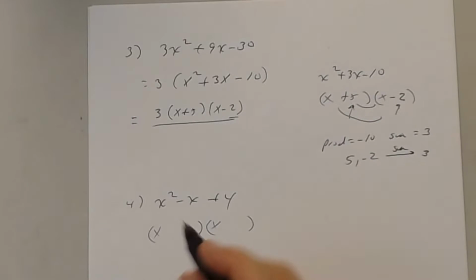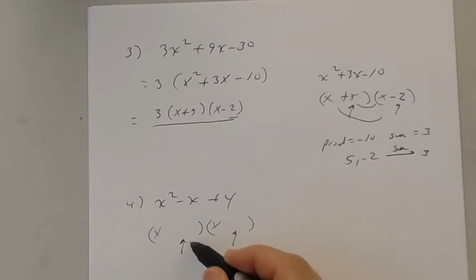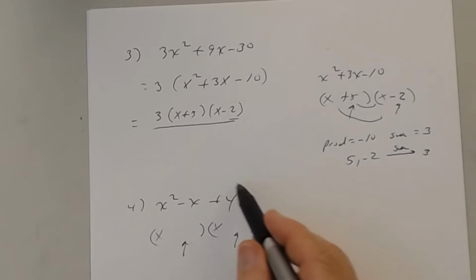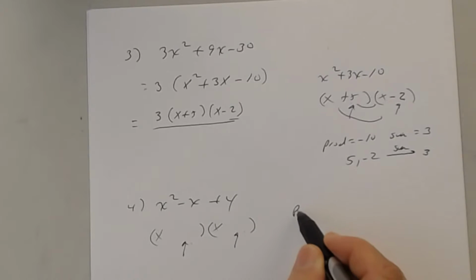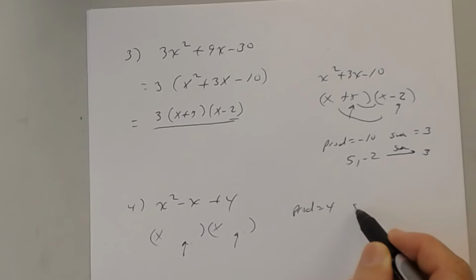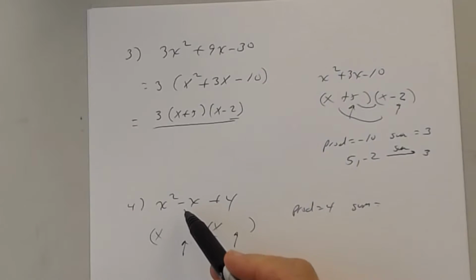All right, now I need to fill in these terms here. So I need two numbers whose product is what? 4. So I need the product to be 4, and I need the sum to be what? Negative 1. Give me two whole numbers whose product is 4 and whose sum is negative 1. Right, there aren't any two whole numbers whose product is 4 and whose sum is negative 1.